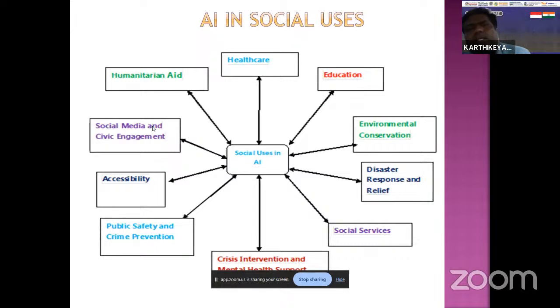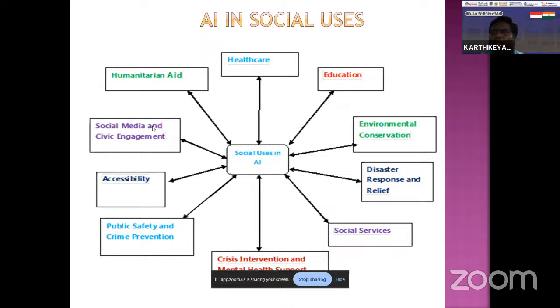And next, we explain the social uses of AI. This is an important concept of AI: social good for users. The first one is healthcare. AI can be used to analyze medical data to assist in diagnosis, predict outbreaks of diseases, and personalize treatment plans. It can also help in monitoring patients remotely and providing personalized health advice.